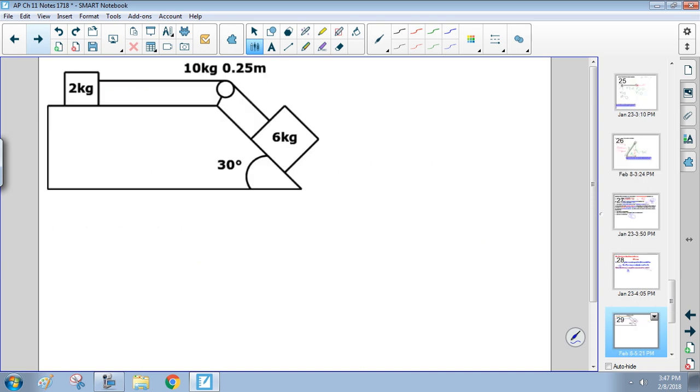Okay, so let's do an example, all right? So here's the deal. This is what's new for this. All right, so here we've got these two blocks. We've got block 1 over here, which is 2 kilograms. We've got block 2 over here, which is 6 kilograms. And we've got this pulley, all right? Now, the pulley has mass. Every other time we've done a problem, we've ignored the mass of the pulley. So this time, our pulley has a mass of 10 kilograms and a radius of 0.25 meters.